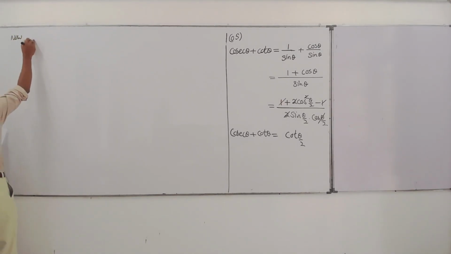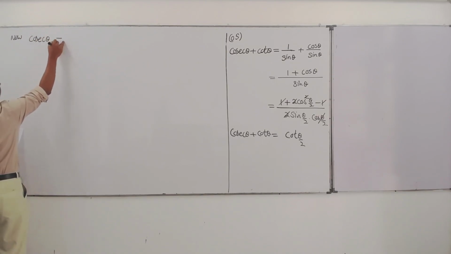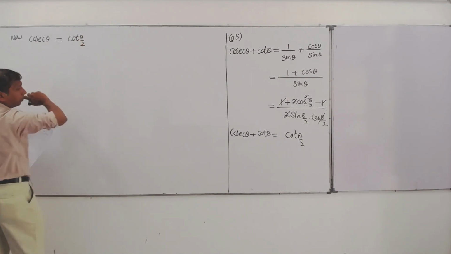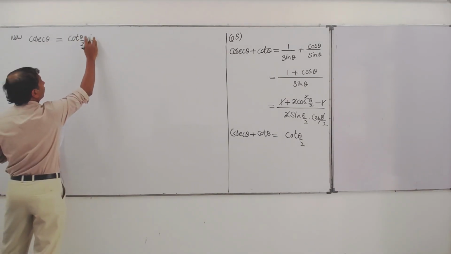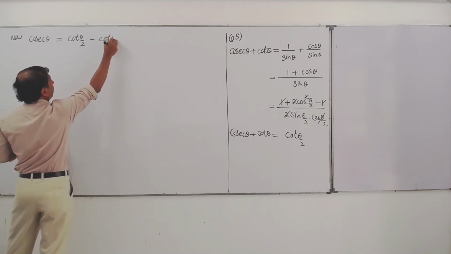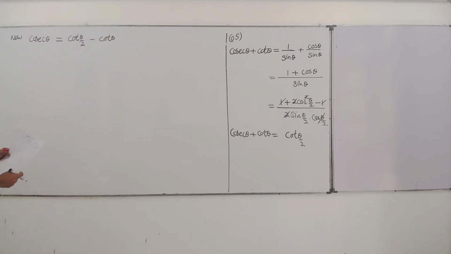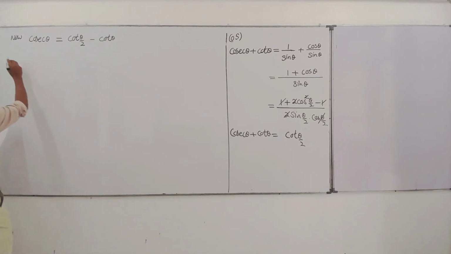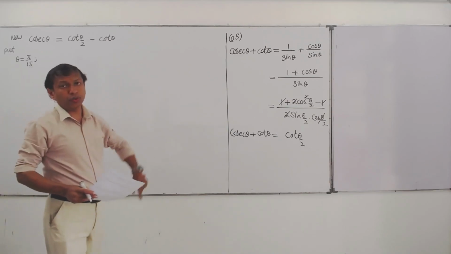Now cosec theta is equal to cot theta by 2 minus cot theta. Right. Now what we do is this. Now we substitute for theta. Right. Put theta here 2 pi by 15. Not pi by 15. This is an identity, no? So for any value of angle theta, left and right are equal.